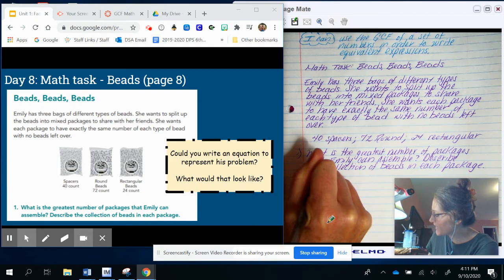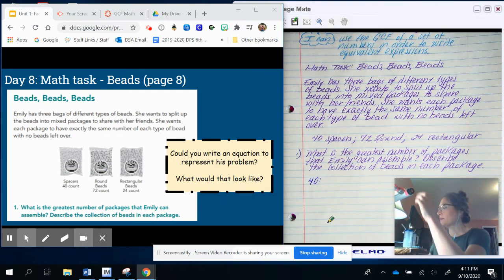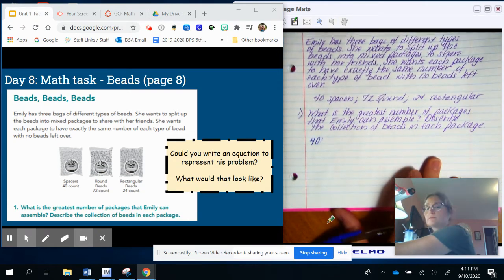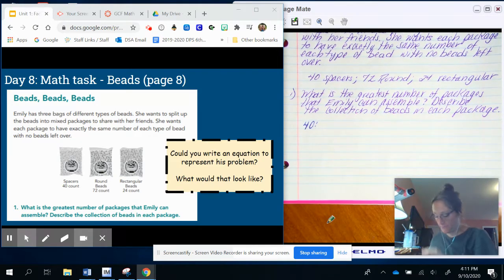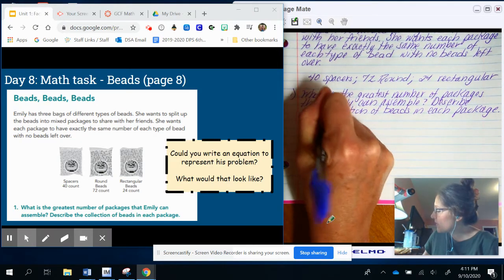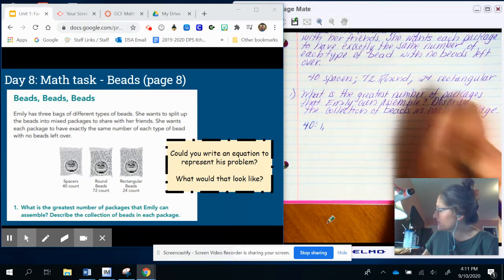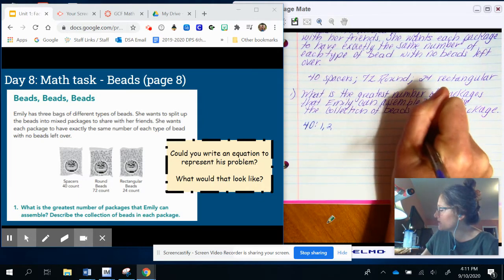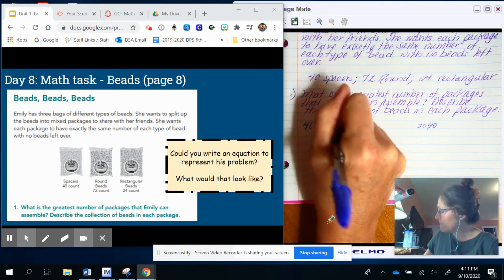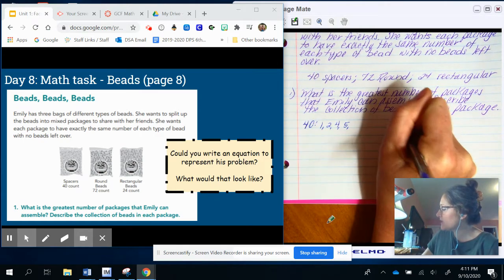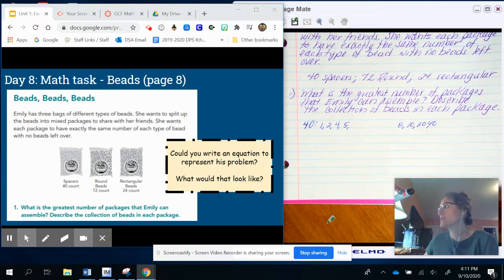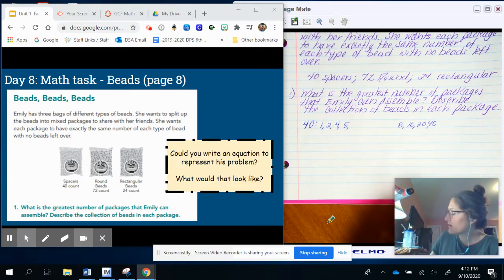Okay, let's find all the factors of 40. I'm going to zoom this in for you so you can see my work a little bit better. All right, let's try these. We got 1 and 40. 1 times 40 is a factor pair. 2 and 20 is another factor pair. 4 and 10 is another factor pair. 5 and 8 is another factor pair. 6 and 7 don't work because 6 times 7 makes 42. So there, I am done.